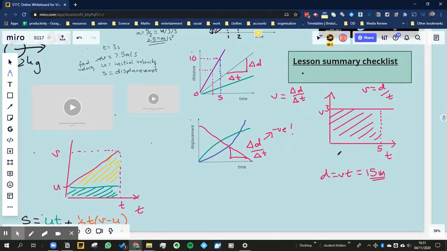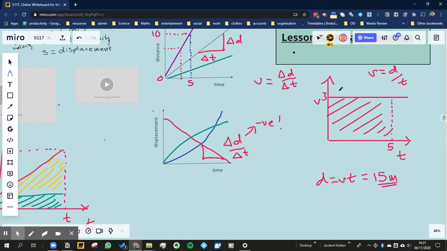So what I was showing in this bit of the graph here was that I was suggesting that maybe the area under a velocity time graph is the distance. And we can go about understanding why that's the case in a moment, actually.